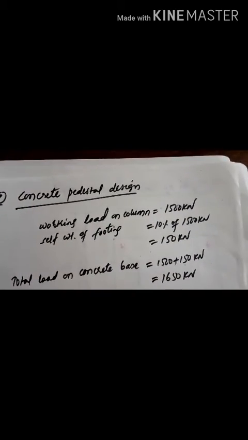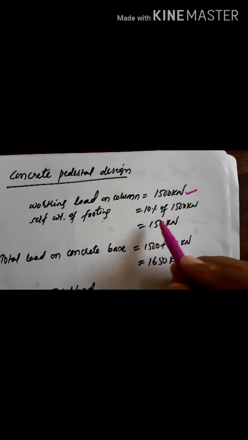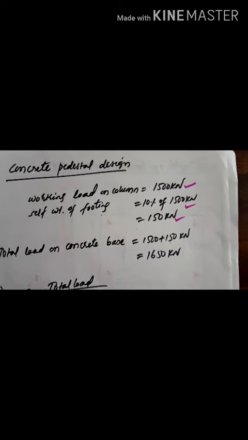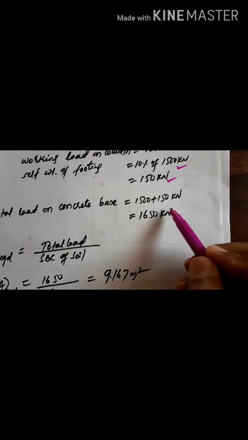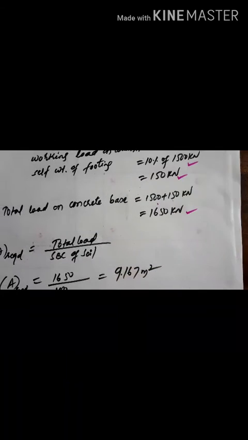Design of concrete pedestal. For the design of concrete pedestal, you have to take the working load. The load given is a working load only. Then for the self weight of the footing, you have to take 10% of the column load, that is 10% of 1500, 150 kilonewton. Then what is the total load coming on the pedestal? 1500 plus 150, 1650 is coming.